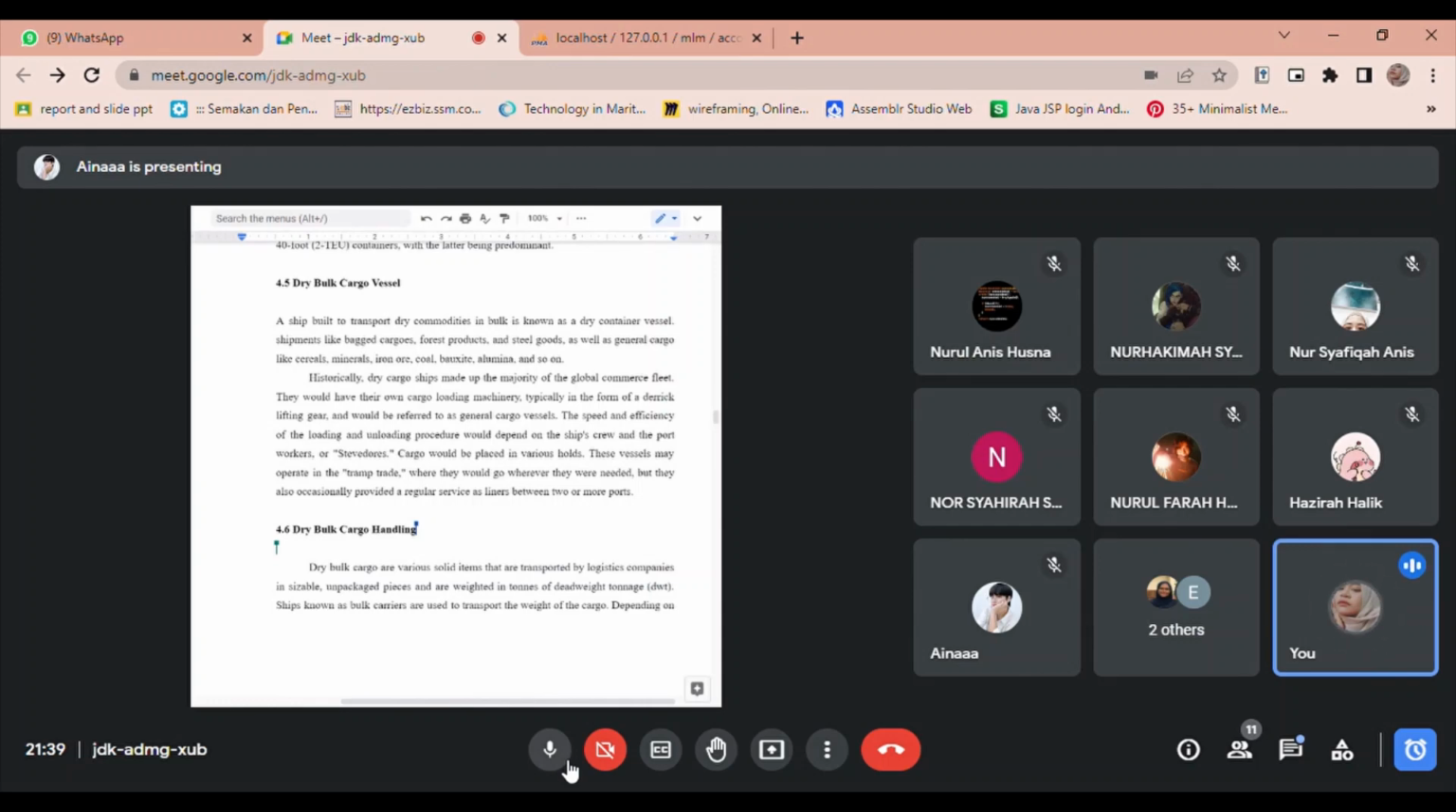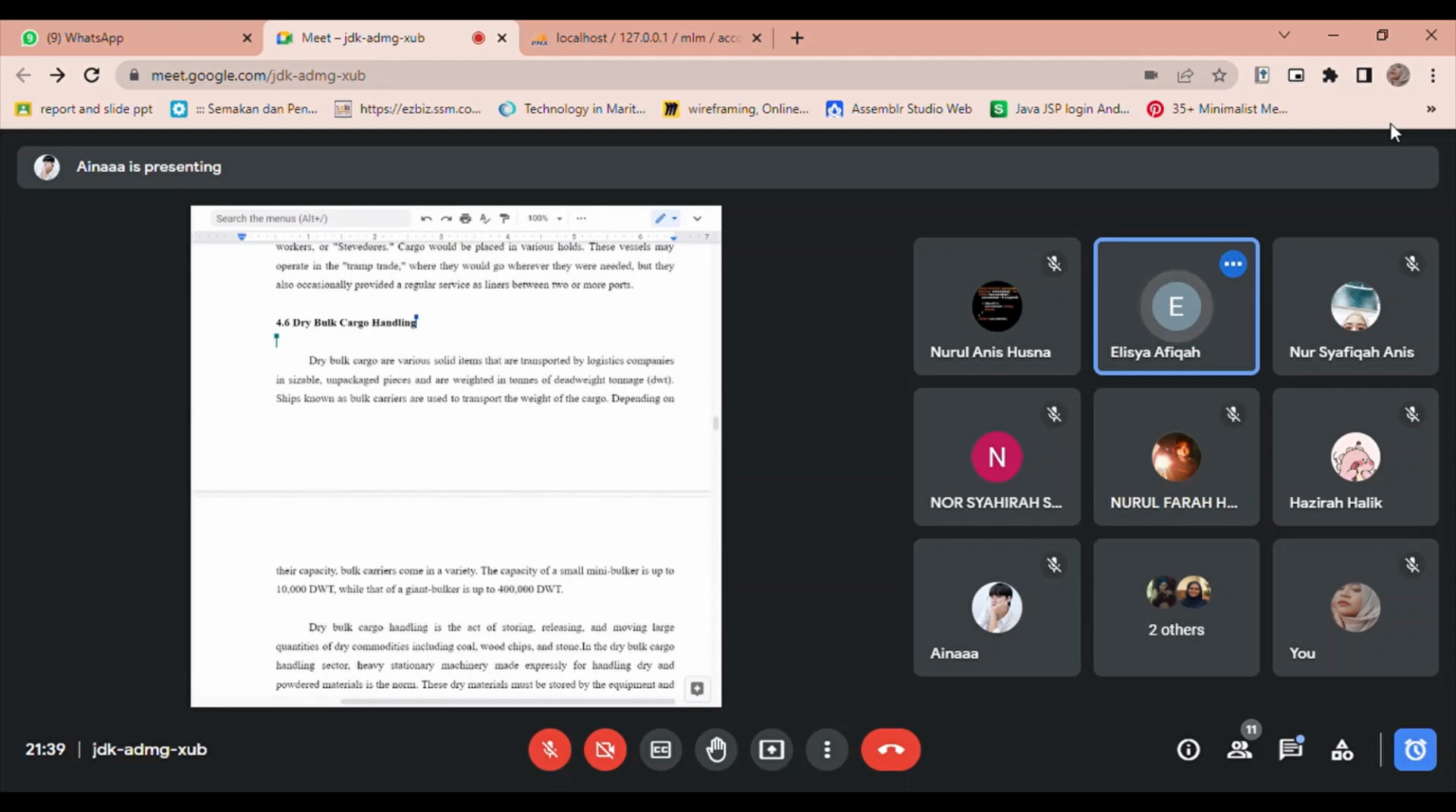Dry cargo ships make up the majority of the global commerce fleet and have their own cargo loading machinery. These vessels may operate in the tramp trade, where they go whenever they are needed, but they also occasionally provide a regular service as liners between two or more ports.